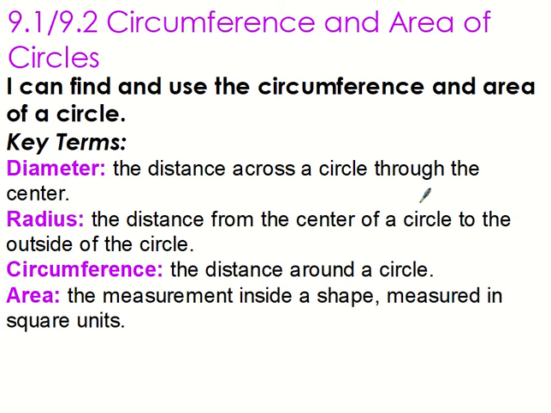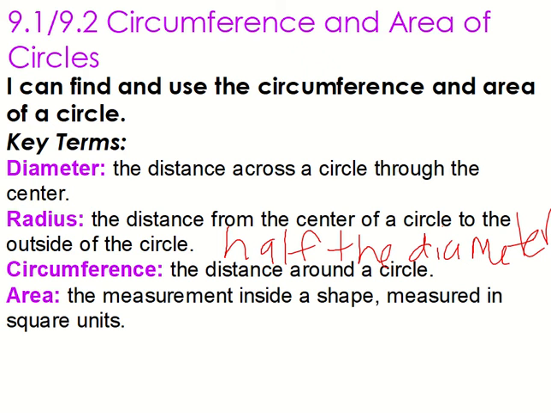And then the radius is the distance from the center of a circle to the outside of the circle. And we call this sometimes half the diameter, right? Because it's half of what was all the way across. So the radius is half the diameter, or we can say the diameter is 2 times the radius.